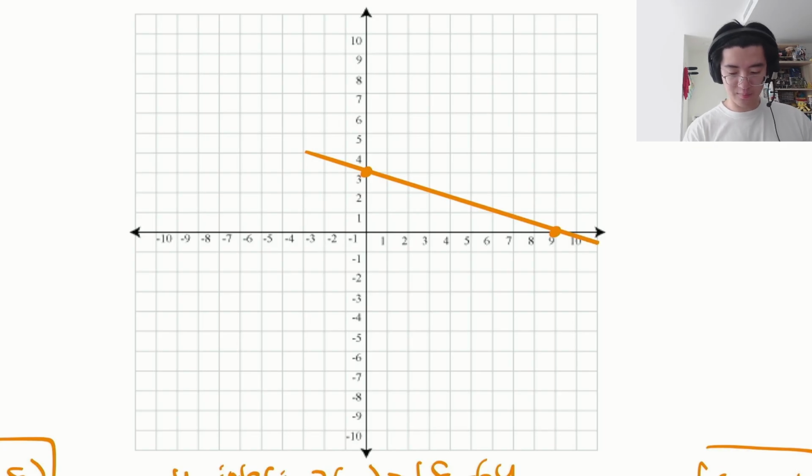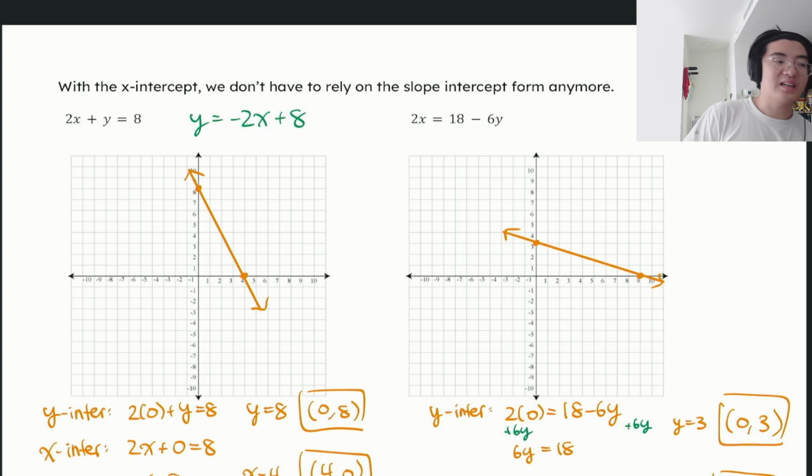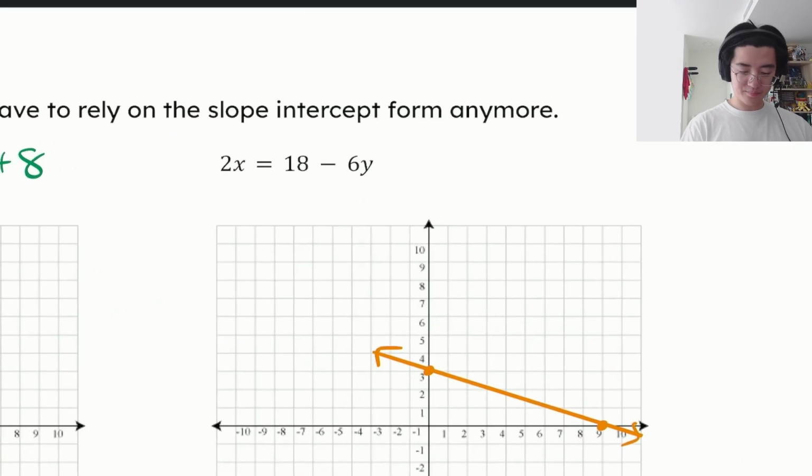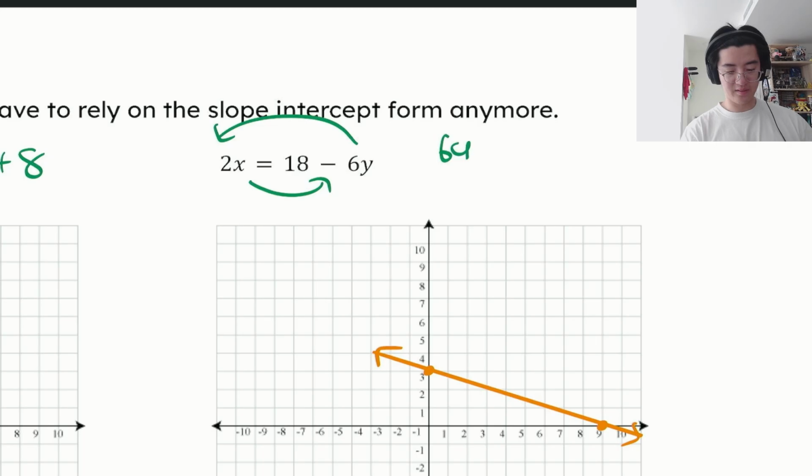Oh, this one's a little off, but that's alright. Okay, that's our graph. Again, slope-intercept form still works, but you gotta be careful here. Now we can rearrange stuff. Alright, 6y over here, 2x over here, so it's positive. Oh, actually, let's worry about that later. Let's just rearrange stuff first.